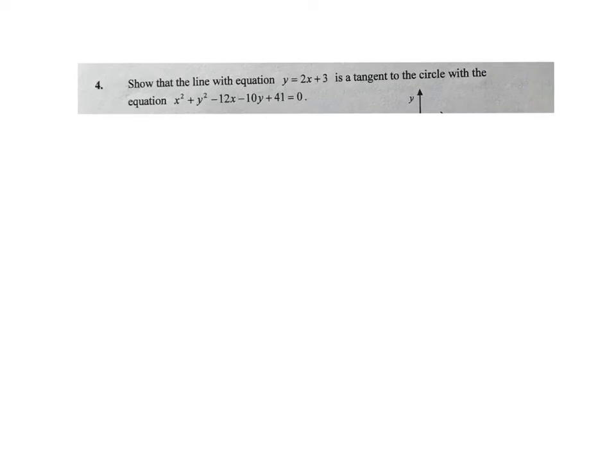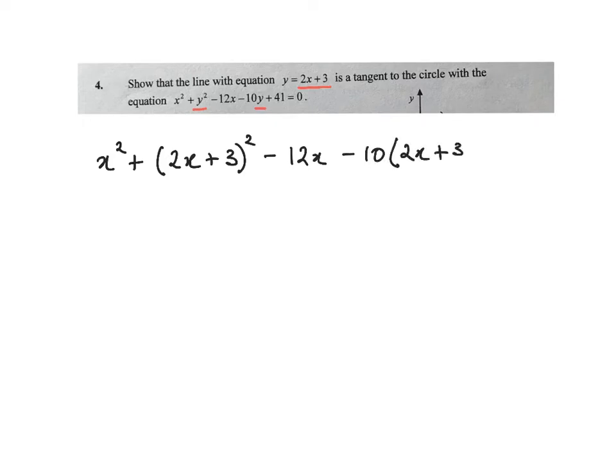Question 4. What we want to do is to substitute the equation of the line into the equation of the circle. So I'm going to replace y with 2x plus 3. So x squared plus 2x plus 3 all squared minus 12x minus 10 times 2x plus 3 plus 41 equals 0. Expand and simplify.